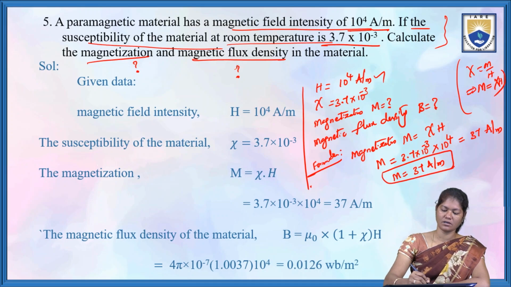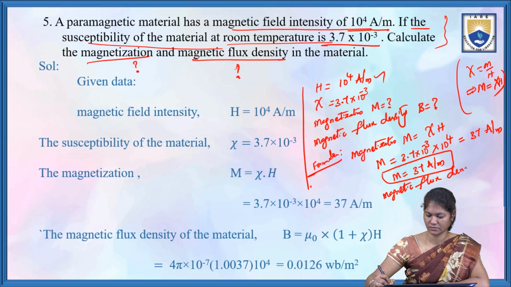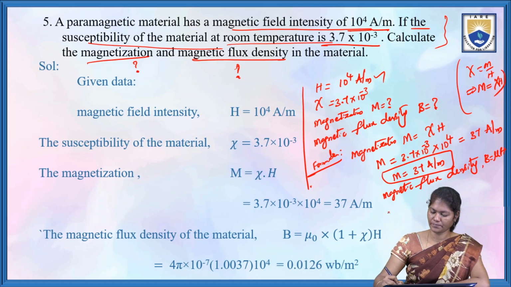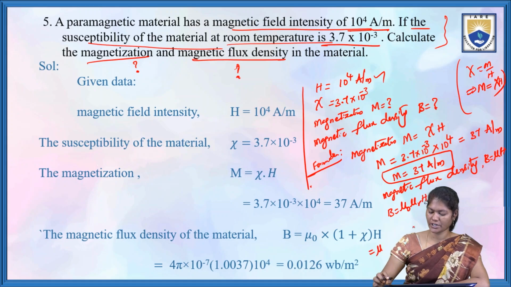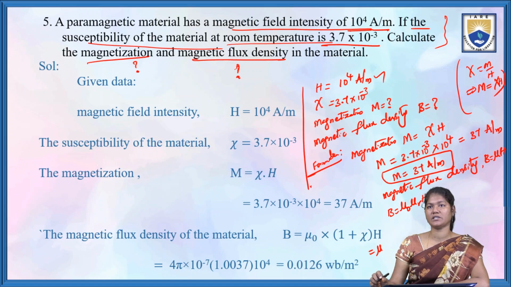And also we need to calculate the magnetic flux density. So the formula for magnetic flux density: B is equal to mu H. So mu is equal to mu naught mu r, so B is equal to mu naught mu r into H. So mu naught is 4 pi into 10 power minus 7, and mu r is equal to 1 plus chi. Chi is also given here.